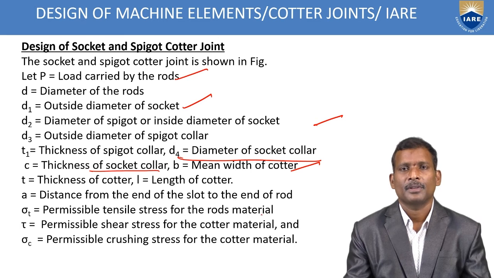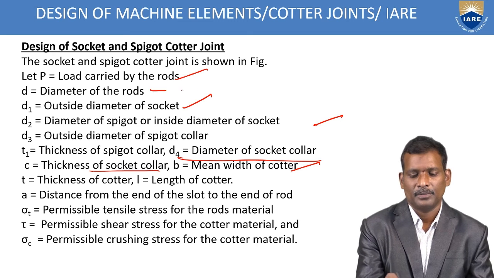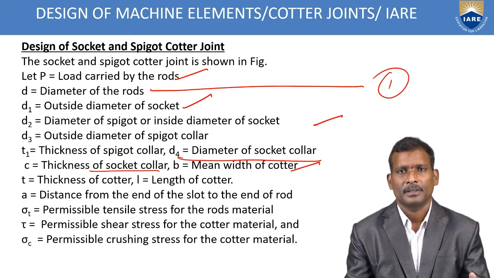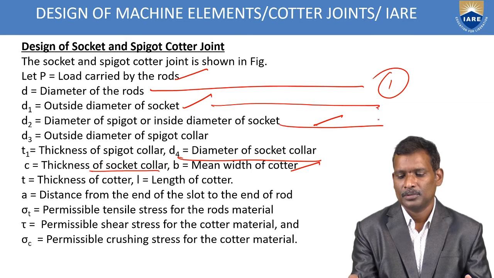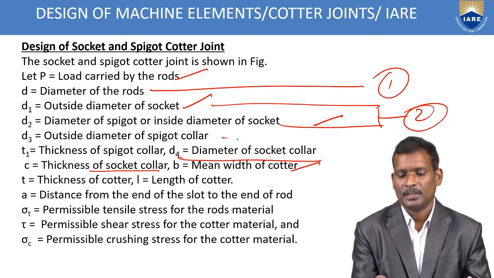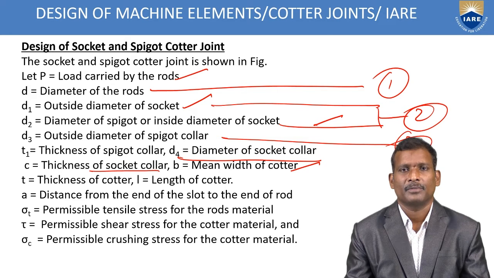So the Cotter dimensions. First, we need to calculate the diameter of the rod. That is the first step. The second step is the dimensions of the socket, the outer diameter and inside diameter. The third is the outside diameter of the spigot. And then the Cotter dimensions: what is the width and what is the thickness of the Cotter? And similarly the spigot collar.